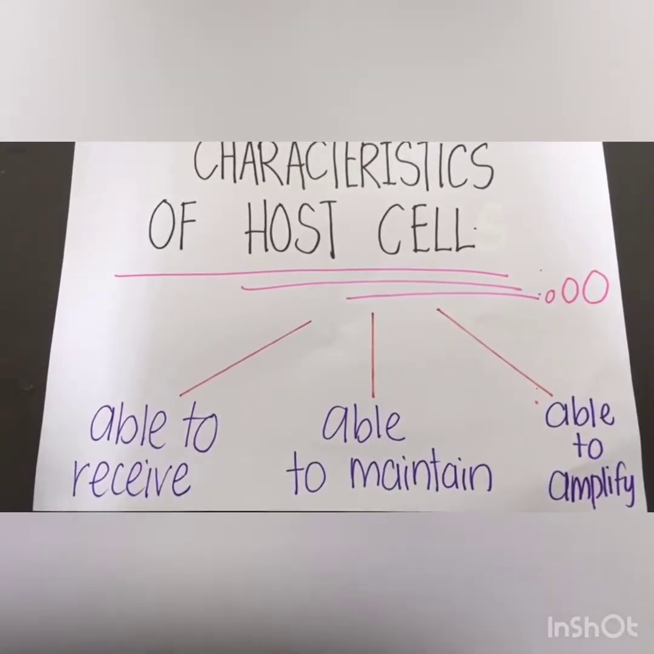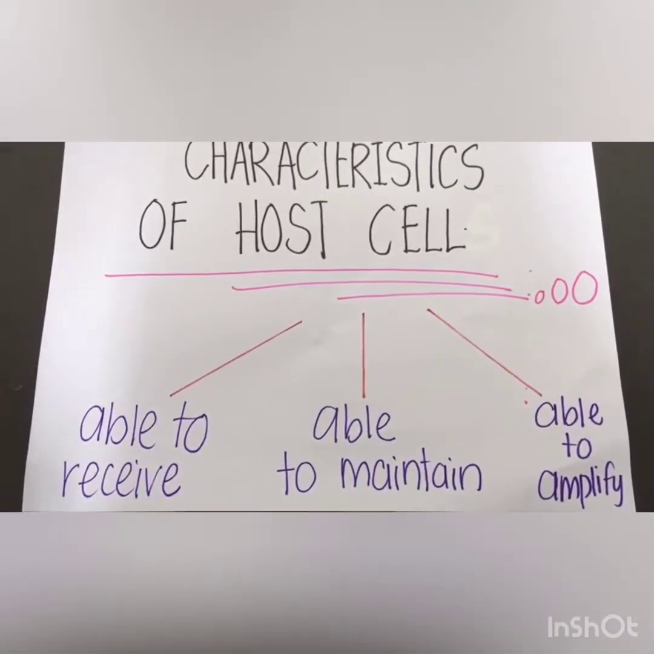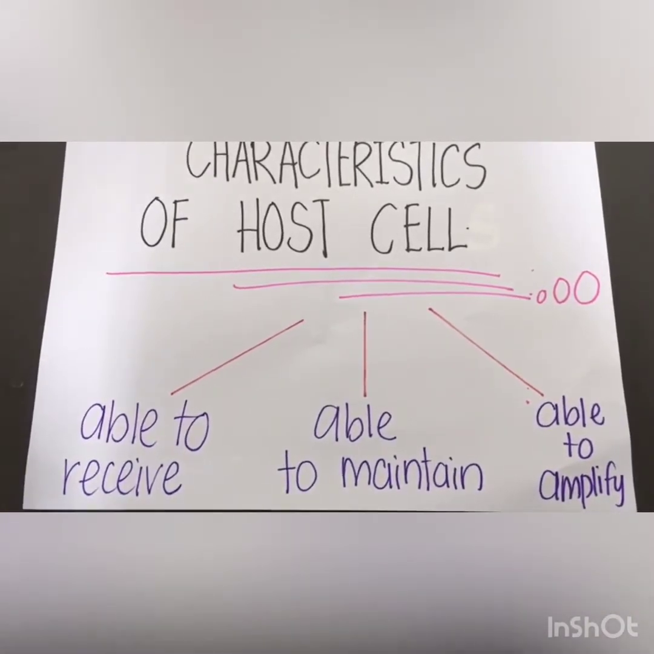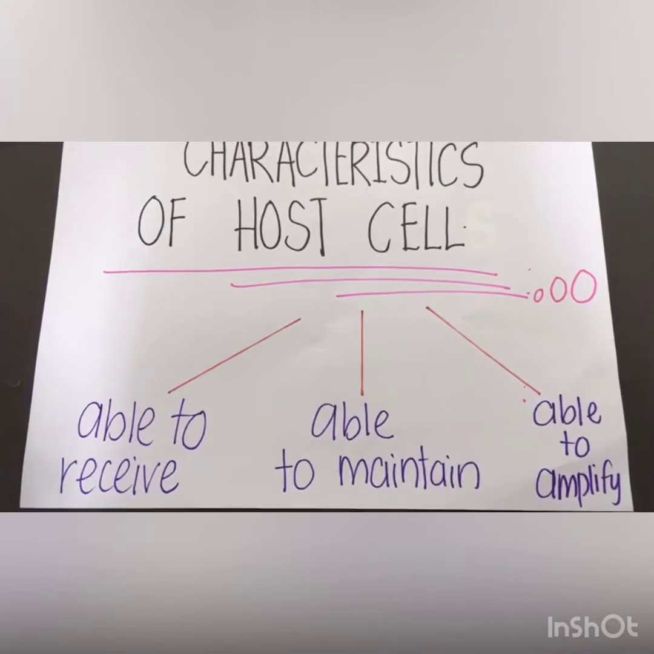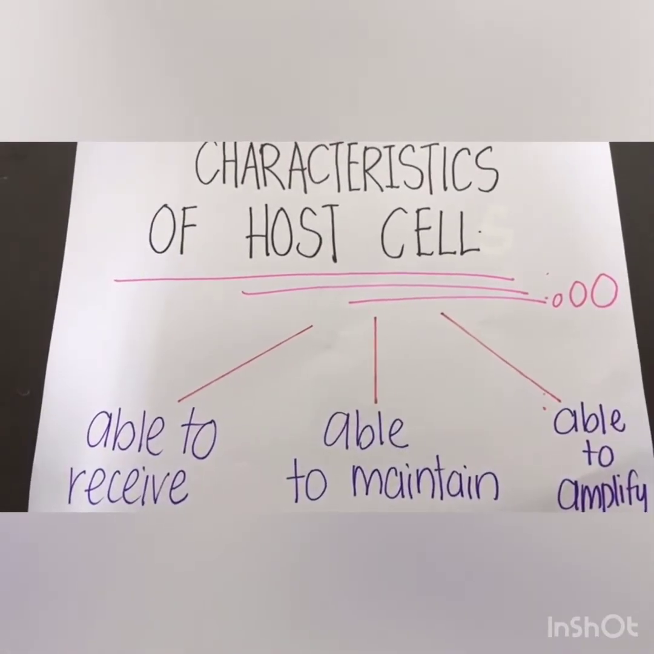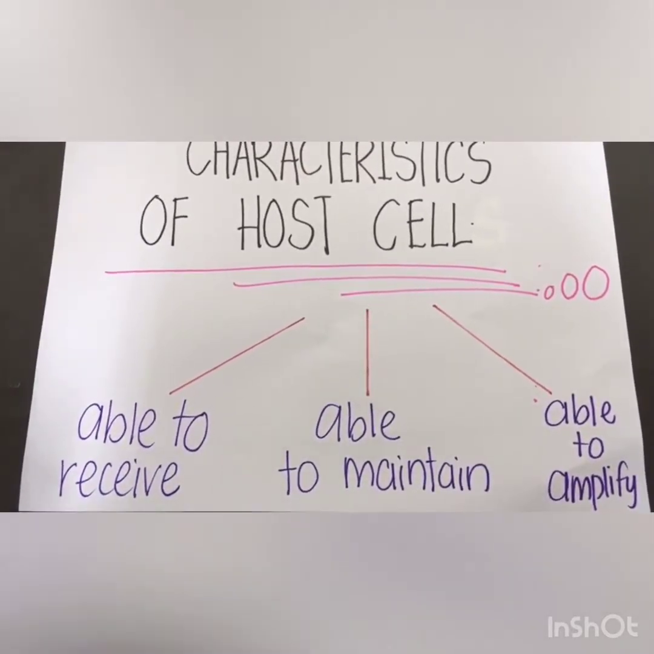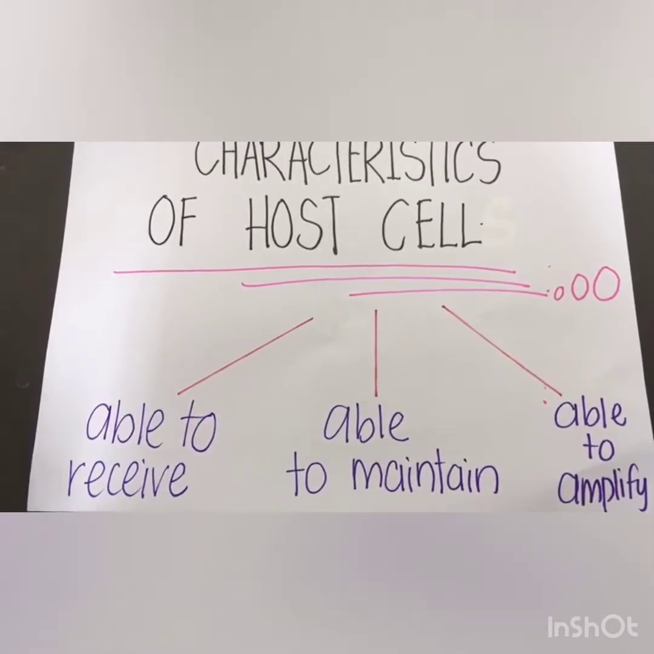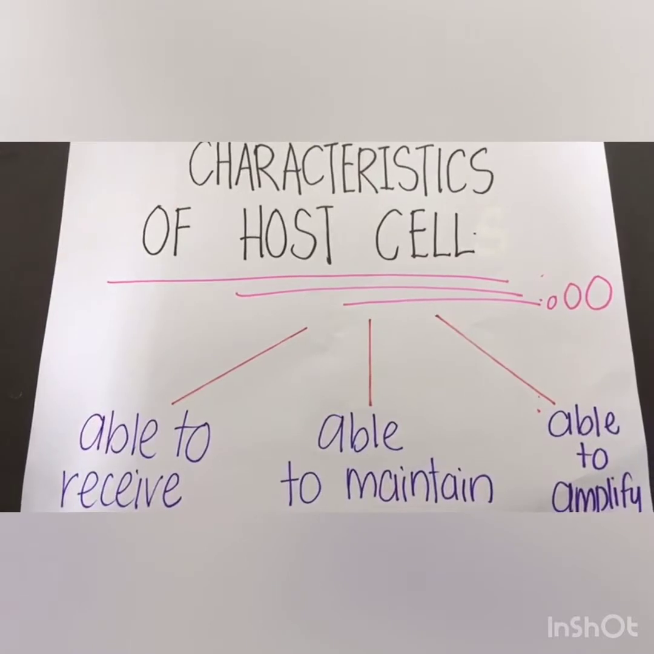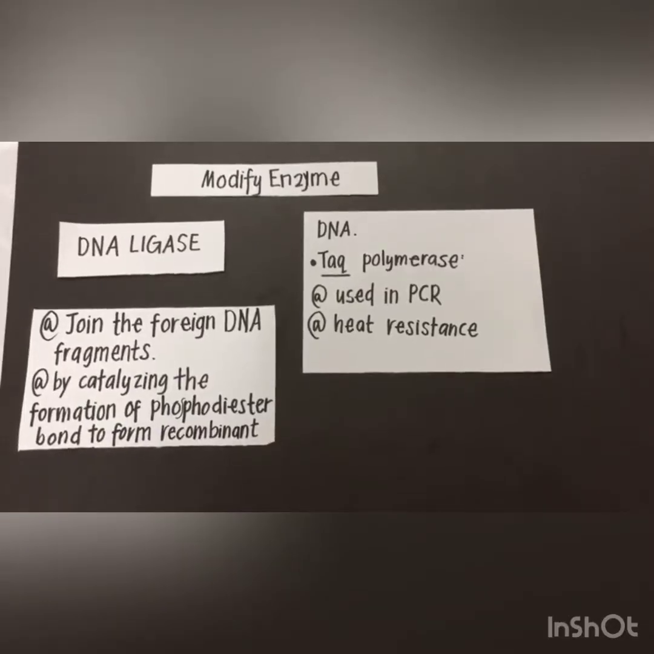Second is able to maintain, able to maintain the structure of recombinant DNA from one generation to another. The third one is able to amplify, able to amplify the gene product from the recombinant DNA. Bacteria is the most commonly used host cell. The reason why is DNA can be easily isolated from or introduced into a bacterium. Bacterial cultures grow quickly, rapidly replicating any foreign genes they carry. Example, E. coli.